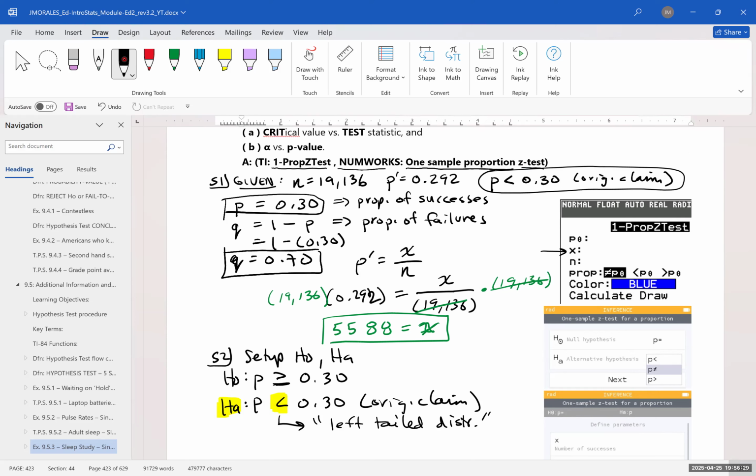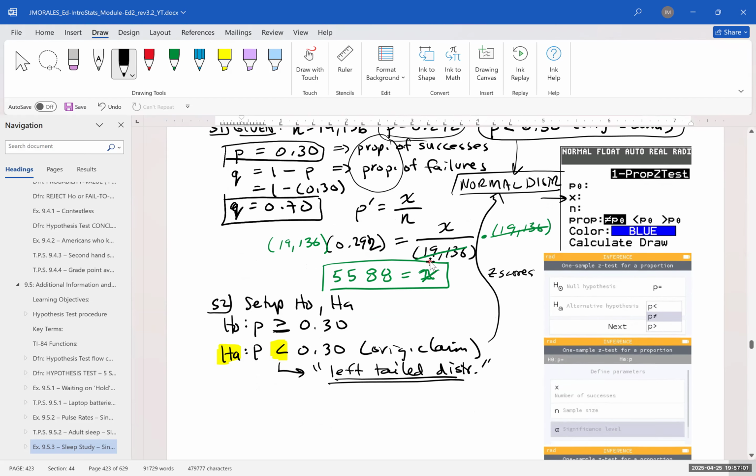distribution. And that brings up another point I forgot to point out in step 1, is the fact that we're dealing with proportions, right? We're dealing with proportions. This means we're going to be looking at a normal distribution, okay? So when we create this left-tailed distribution, it's going to be a normal distribution. So we'll be dealing with z-scores, okay? Sorry I didn't point that out a little sooner.